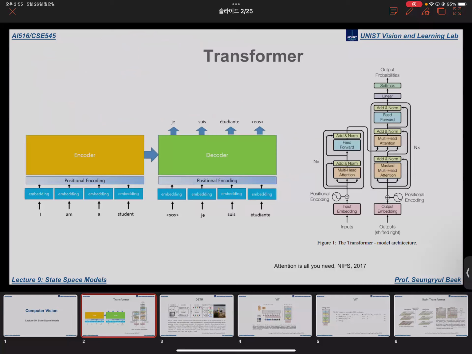So we already learned about the transformer. Maybe you are familiar with this figure. The transformer is composed of the encoder and decoder, and their main operation is the self-attention mechanism. Actually, in quiz 2, this is very important content.